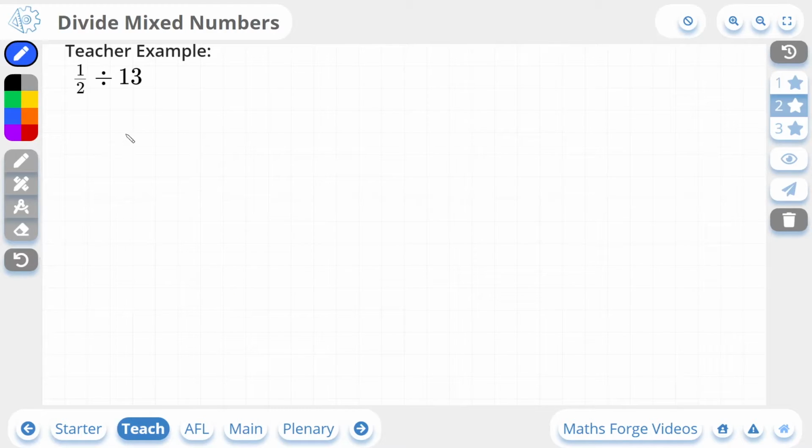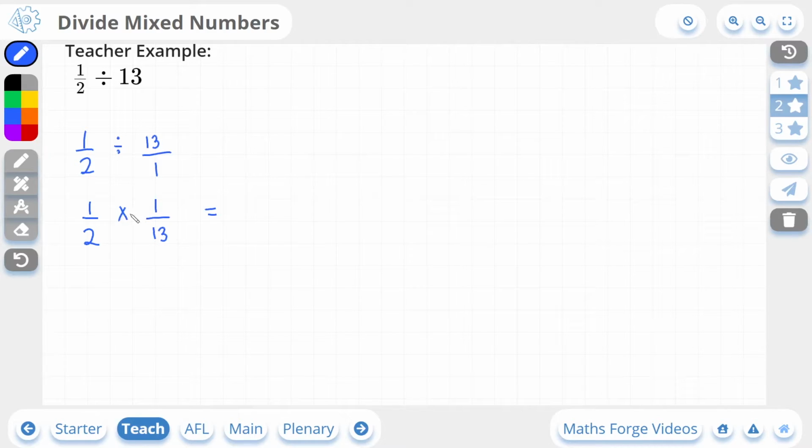So let's take a look at this 2-star example. We have a half divided by 13. So the first step I'm going to do is I'm going to write my 13 as 13 over 1. The second step I'm going to do is keep the first fraction the same, change the division symbol to a multiplication symbol, and flip the second fraction around, so it's going to be 1 over 13.